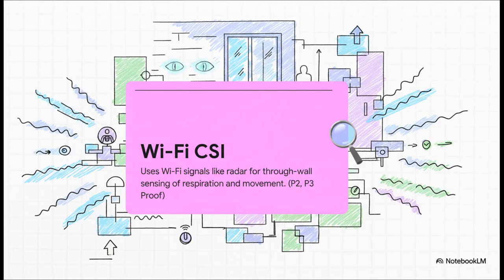And this is a perfect example of what they're talking about. The source points to something called Wi-Fi Channel State Information, or CSI. Now, P3 academic research shows this tech lets Wi-Fi signals basically act like radar. I mean, they can detect your breathing and movement right through walls. But here's the kicker, the P2 proof. A new standard, IEEE 802.11bf, is making this an official built-in feature of Wi-Fi. It's not a bug. It's becoming the point.